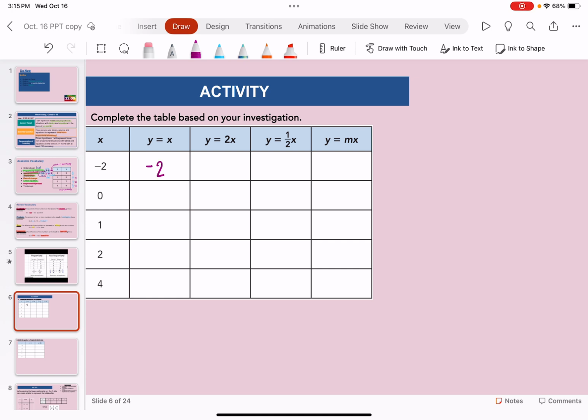Then we know that when x is 0, y is also going to be 0. When x is 1, y is also going to be 1. When x is 2, y is going to be 2. When x is 4, y is going to be 4.